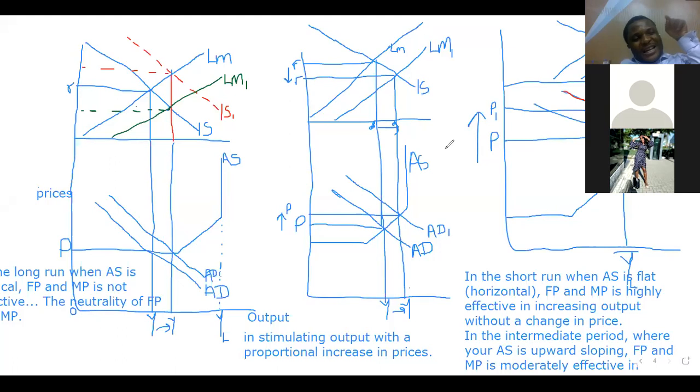But once your IS curve is inelastic, if you take up monetary policy measures, it will have a varying effect compared to when your IS curve was unitary. That means the elasticity of your IS curve determines the effectiveness of your monetary policy. And the elasticity of your LM curve determines the effectiveness of your fiscal policy. So you need to understand that interchangeably.